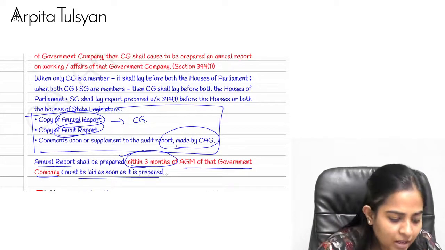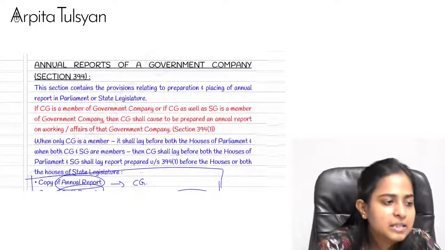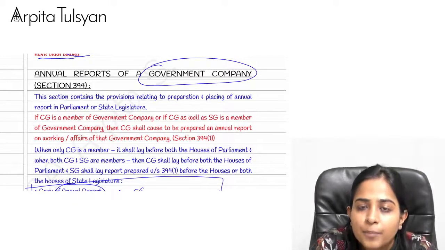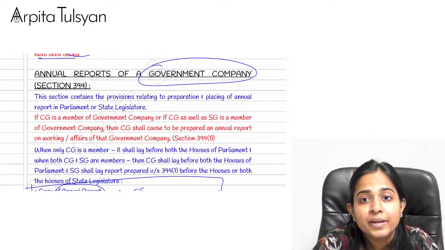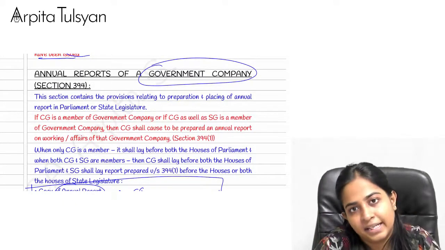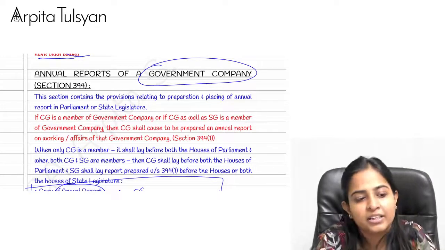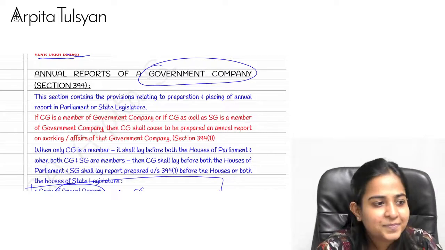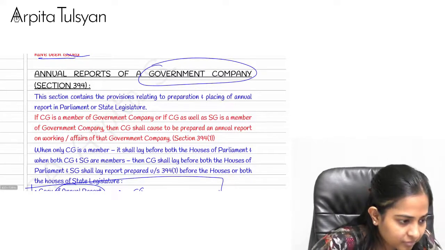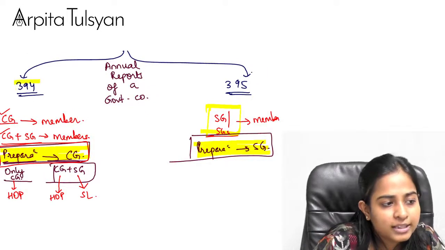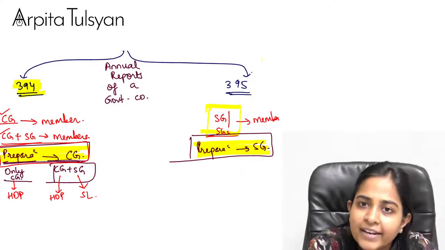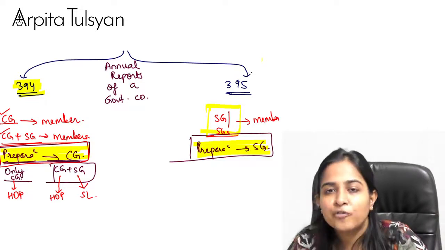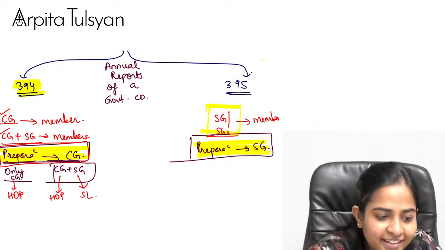Yes? Okay, fine. So this is what this is talking about. This is talking about annual reports of a government company where CG is a member of that government company, either singly or jointly with the state government. Very clear with this? Okay. So this was your section number 394. Now can we frame section number 395? I hope now we can at least frame section number 395.